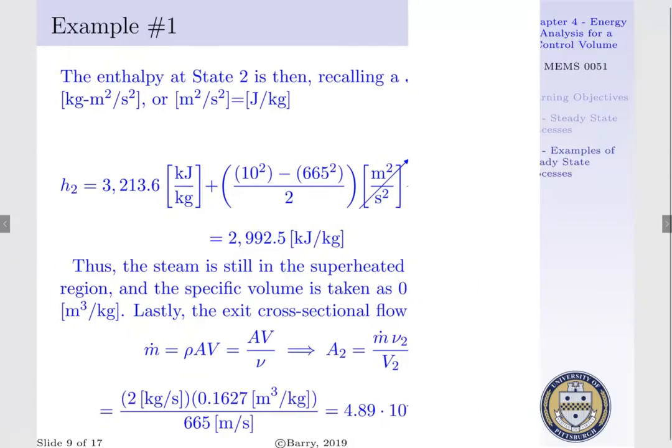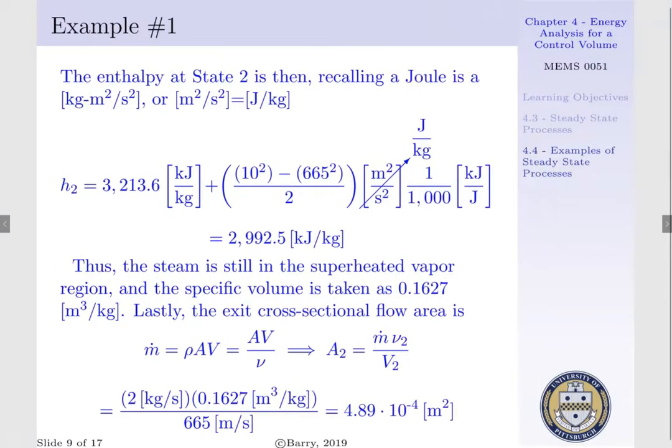If we substitute in our quantities, our mass flow rate at state 2 is the same as that at state 1, 2 kilograms per second. Our specific volume at state 2 was found to be 0.1627 meters cubed per kg, and our velocity is 665 meters per second. Therefore, our exit cross-sectional flow area has to be 4.89 times 10 to the minus fourth meters squared.